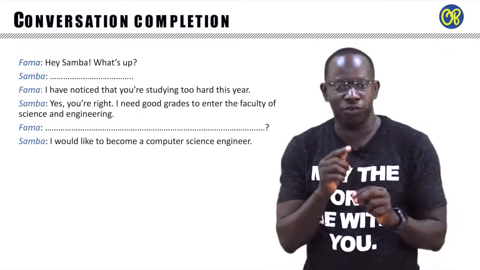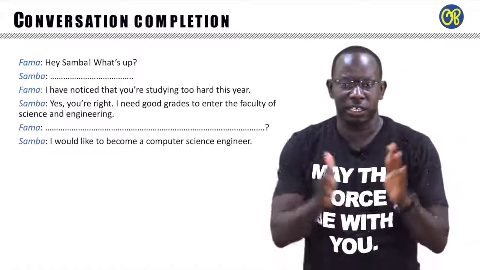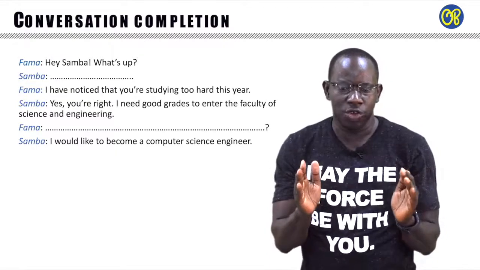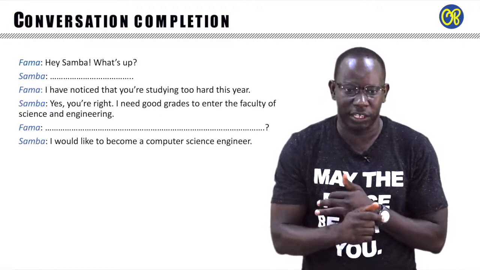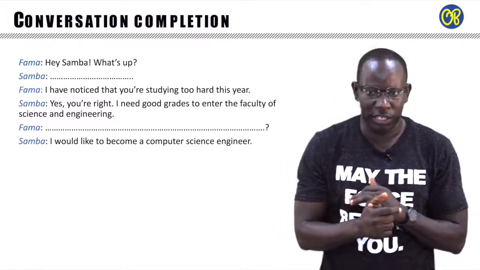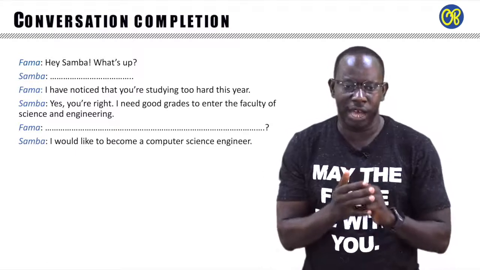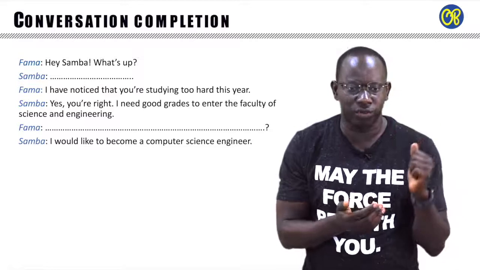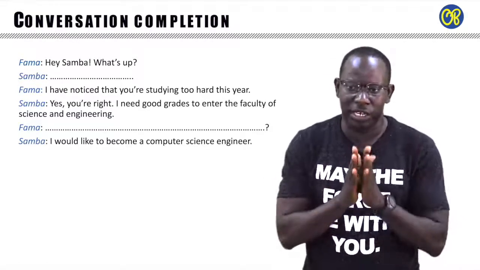I told you that you have to look at what is coming above and what is coming after to guess the question of Fama. So from Samba's answer, you have to imagine the question. But please pay attention to the tense, because there must be a tense concordance. If Samba answered in the present tense, it means that the question was asked in the present tense. If it is in the future, the question was asked in the future. If it is the past tense, you have to ask the question in the past tense.